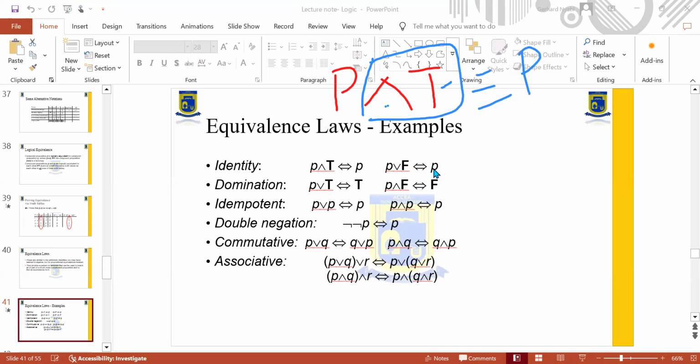So let me give one example so that you appreciate this. Let me say it is raining. It is raining. And the car is red. Does the car is red affect it is raining? No, sir. You see, it does not affect it, right? So identity law is saying that if you have a true statement, it does not affect the conjunction. Your first statement still holds.